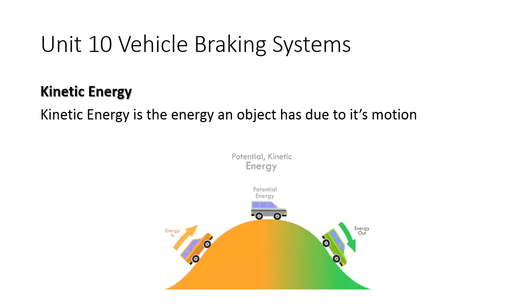So to sum up, kinetic energy is an energy an object has due to its motion, and our braking system is always designed to cope with that kinetic energy as it turns it into heat.